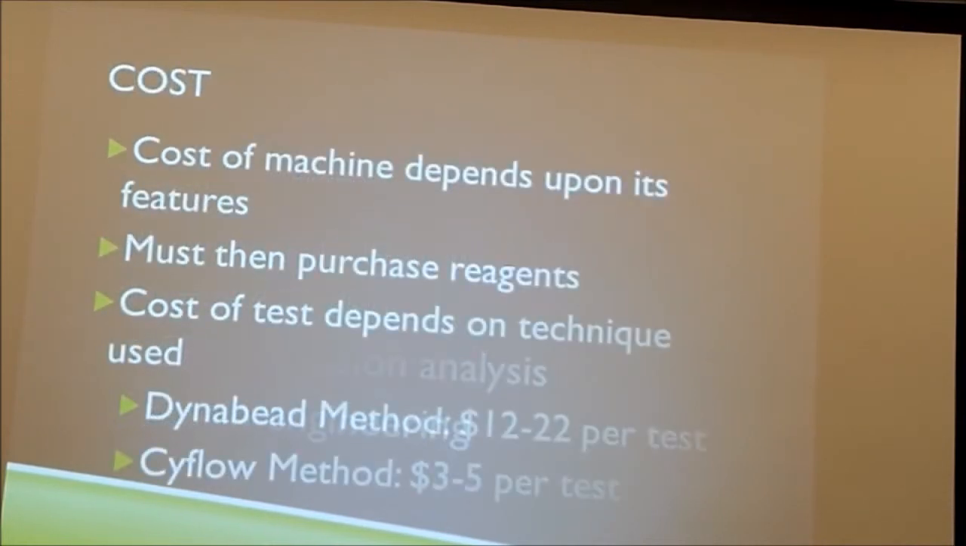The cost of flow cytometry differs depending on the facility that it is being performed in, the cost of the machine, which can run upwards of $10,000, the cost of the reagents, and the researchers that are doing it. Each test can cost anywhere from about $3 to $22 per test.